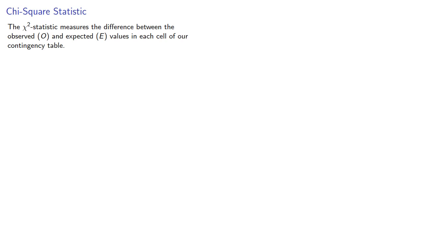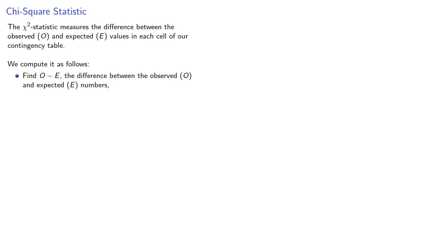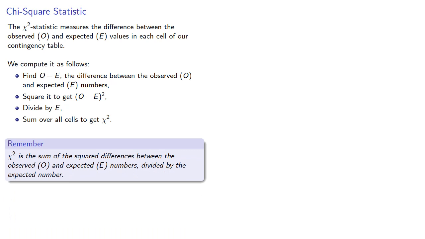The Greek letter chi looks like an X, and the Chi Square Statistic measures the difference between the observed, O, and expected, E, values in each cell of our contingency table. And we find that as follows. For each cell in our table, we find O minus E, the difference between the observed and the expected numbers, square it to get O minus E squared, divide by E, the expected number, and sum over all the cells to get chi squared. One way you can think about this concisely is that chi squared is the sum of the squared differences between the observed and expected numbers divided by the expected number.